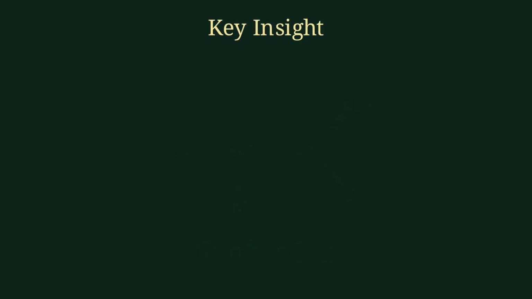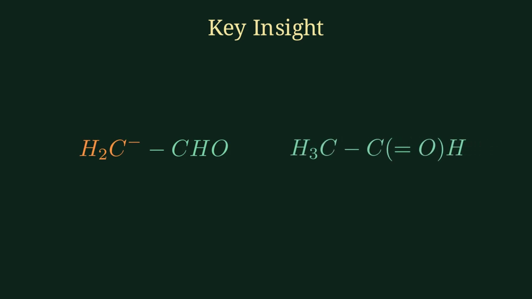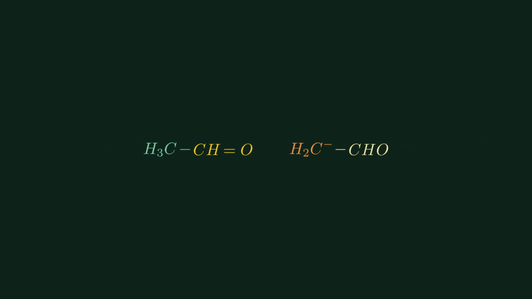Now, here is the key insight. Because that enolate carbon is negative, it's looking for something positive to attack. And it finds it in a second, neutral molecule of acetaldehyde. Watch what happens when they collide.